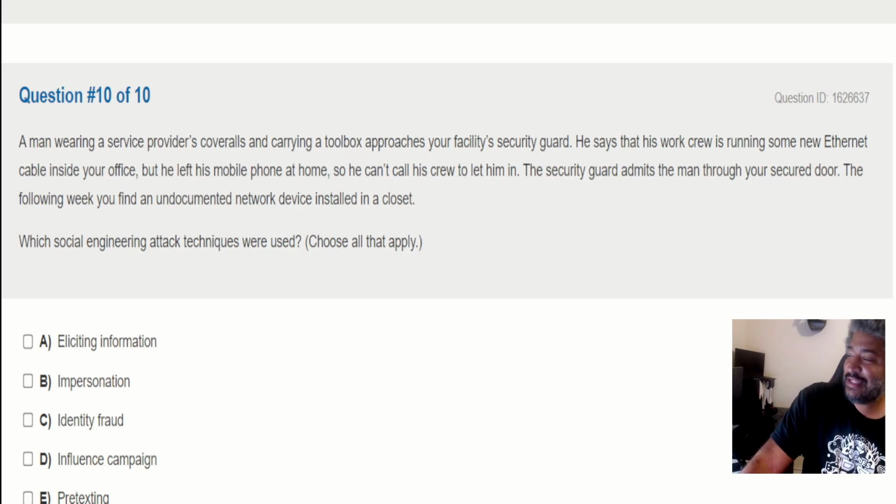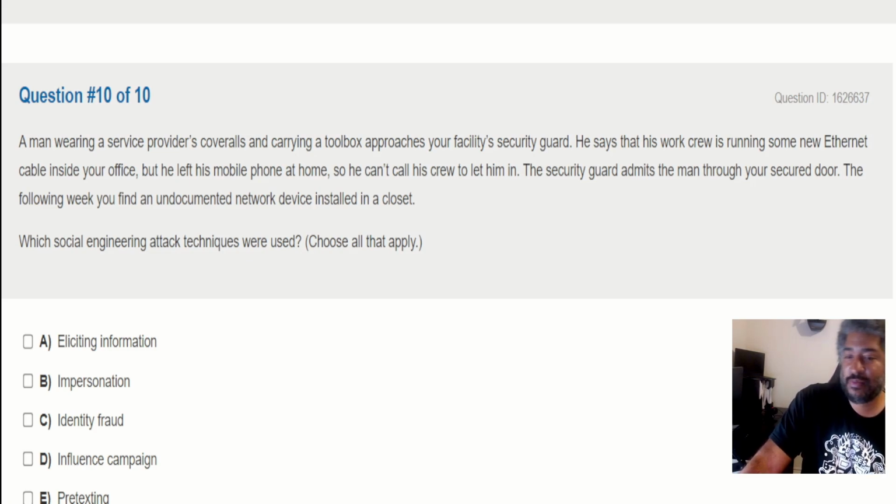A man wearing a service provider's coveralls and carrying a toolbox approaches your facility's security guard. He says that he works for the crew running some new Ethernet cable inside of your office, but he left his mobile phone at home, so he can't call his crew to let him in. The security guard admits the man through the secured doors. The following week, you find an undocumented network device installed in a closet. Which social engineering attack techniques were used? So we have illicit information, impersonation, identity fraud, influence campaign, and pretexting.